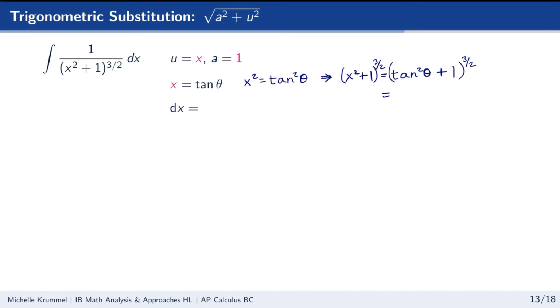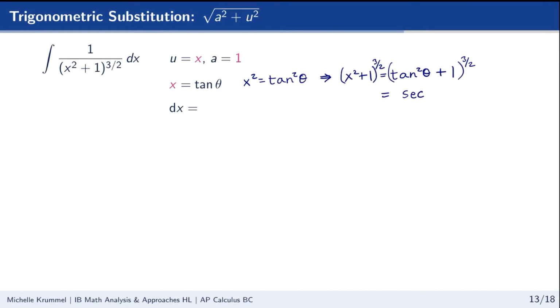And tangent squared theta plus 1 is equal to secant squared theta. So secant squared theta to the power 3/2. So I'm taking secant theta, I'm raising it to the power 2, and then raising it to the power 3/2. So you can multiply your exponents. That's secant theta cubed. Secant cubed theta. So that entire denominator is going to get replaced with secant cubed theta, because that is what x squared plus 1 to the 3/2 is equal to.